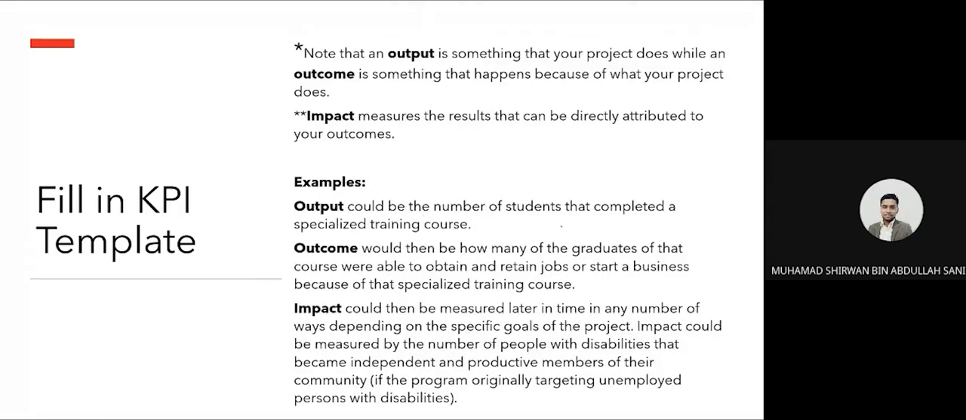Output could be the number of students that completed a specialized training course. Outcome would then be how many graduates of that course. And then the impact. In this case, they provide an example: if the research is related to disabilities, are people with disabilities going to become independent in the near future after taking up the idea from your project? So this is the explanation that's been given in this KPI template.